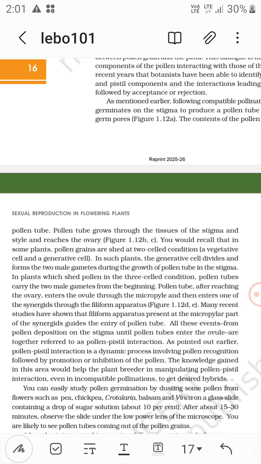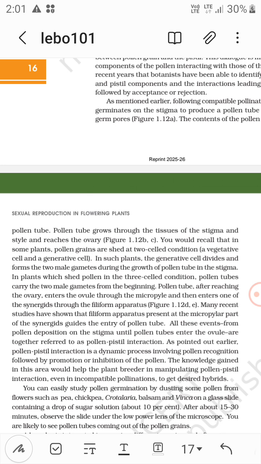The pollen tube, after reaching the ovary, enters the ovule through the micropyle and then enters one of the synergids through the filiform apparatus. Many recent studies have shown that the filiform apparatus present in the micropylar part of the synergids guides the entry of the pollen tube. All these events, from the pollen deposition on the stigma until pollen tubes enter the ovule, are together referred to as pollen-pistil interaction.